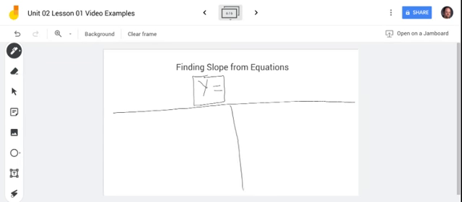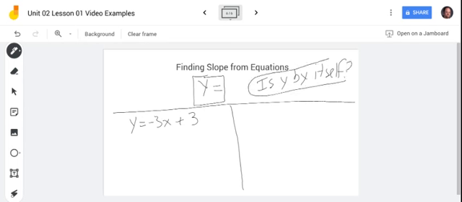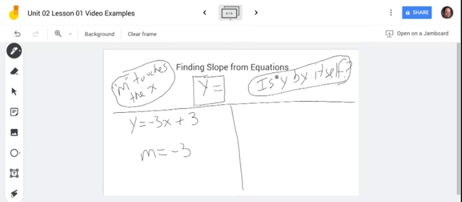So let's say that I have y equals negative 3x plus 3. Now, you have to have a y and an x. First step, is y by itself? So always ask, is y by itself? That's the big question. If it is, like this problem, we're good. m equals negative 3. m touches the x. That's the other big rule. m touches the x is y by itself. Quote those. So that's our answer. It's right there. It doesn't mean it's first, it has to touch the x.